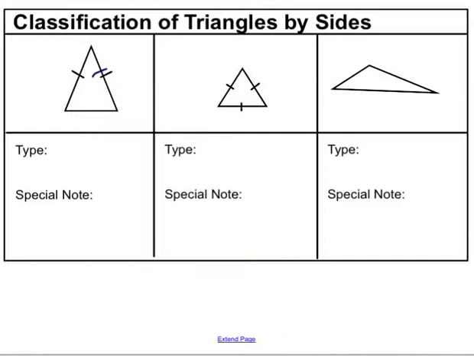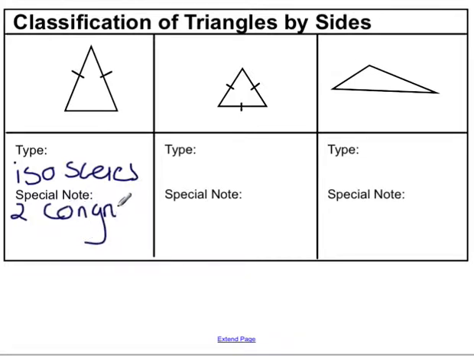If they have the same number of dashes on the side, that means those sides are equal. So this type of triangle is called isosceles. And isosceles triangles have two congruent sides. Remember, congruent means equal. So two congruent sides.